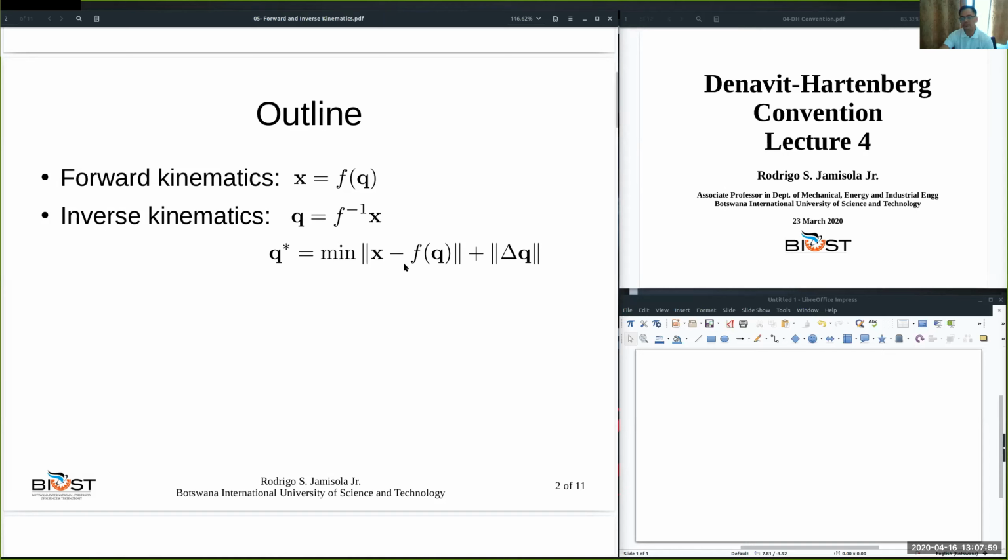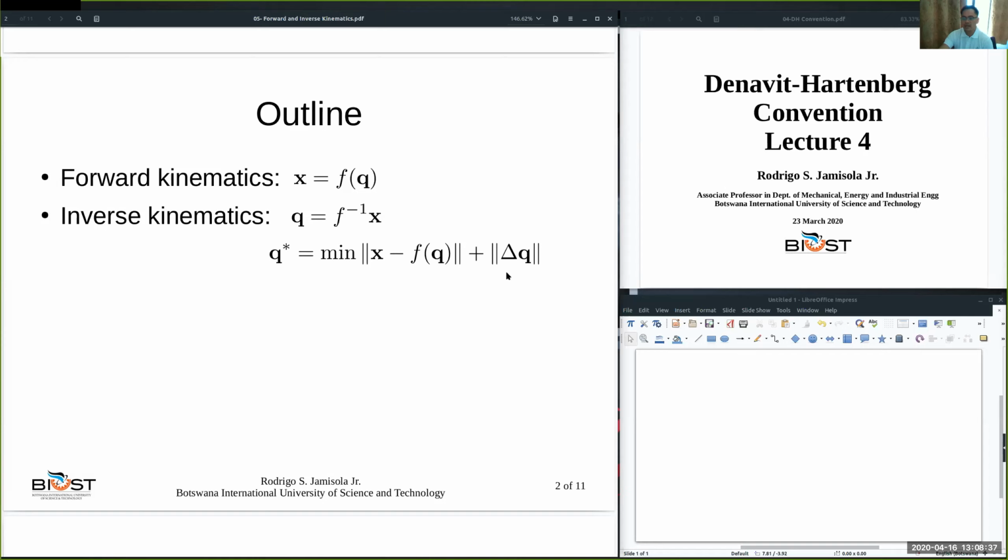When that error is zero, that means that the end effector has already reached the world location that was specified. And of course, plus the delta q, where in this case, we try to minimize the delta q, or the configuration of the robot, according to some criteria that you specify. It could be obstacle avoidance, it could be a minimization of energy during motion, it could be other things. And this function is an additional function because the robot is redundant.